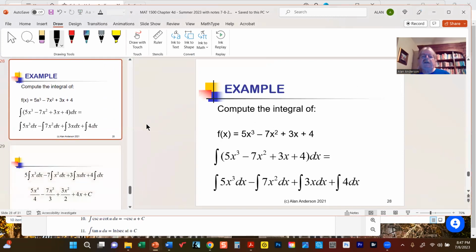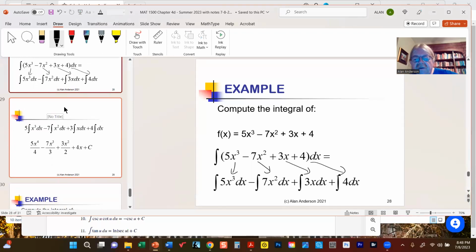Like here's an example. You've got the integral, wow, you've got 4 terms. So you've got 5x cubed minus 7x squared plus 3x plus 4. And now each of these individually is very straightforward to integrate. You can apply the power rule to all 4 of these and you'll have your answer. So while it started out as a fairly complicated integral, by breaking it up into these pieces, you can see that it isn't really that complicated at all.